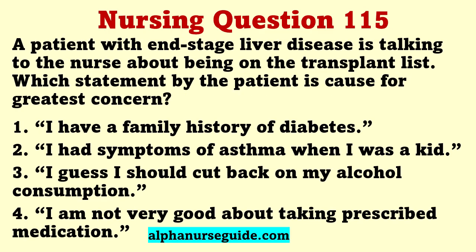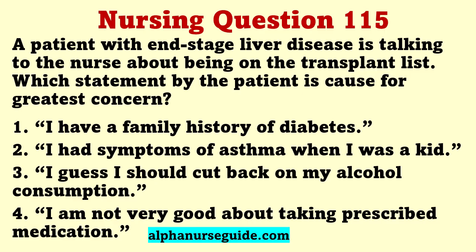A patient with end-stage liver disease is talking to the nurse about being on the transplant list. Which statement by the patient is cause for greatest concern? 1. I have a family history of diabetes. 2. I had symptoms of asthma when I was a kid. 3. I guess I should cut back on my alcohol consumption. 4. I am not very good about taking prescribed medication.